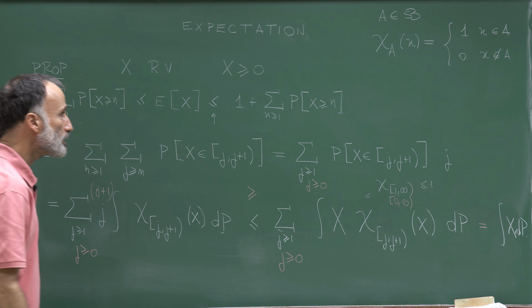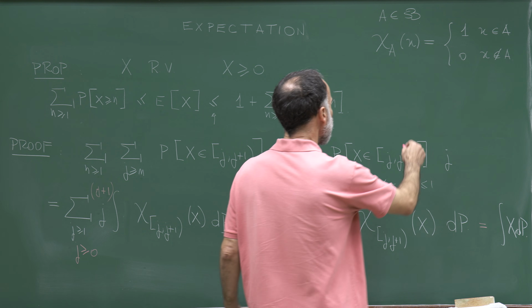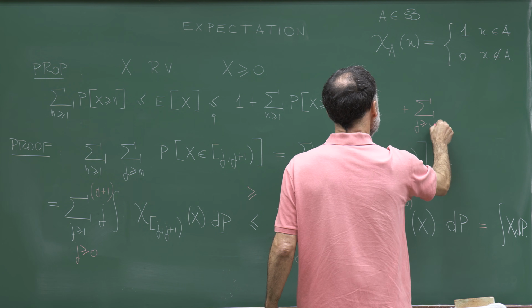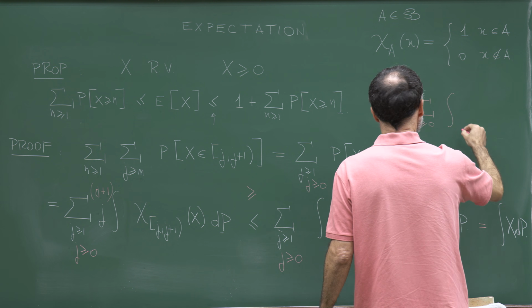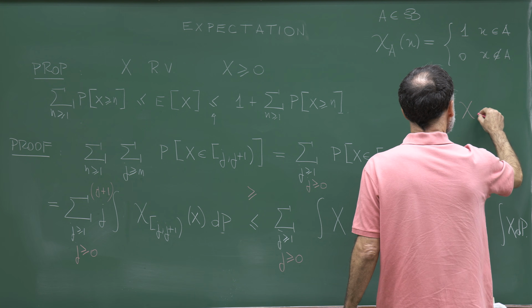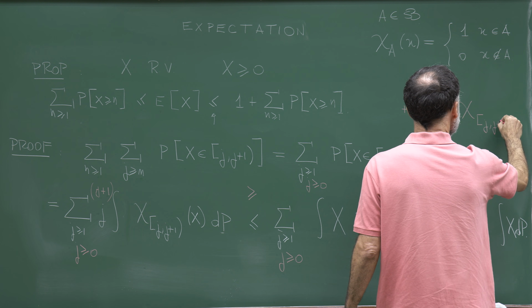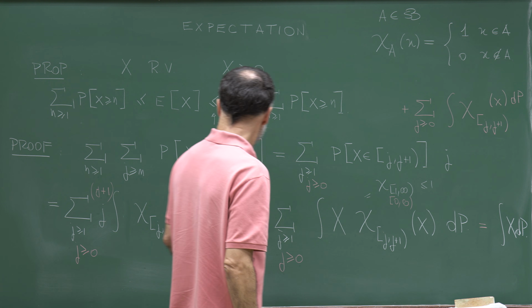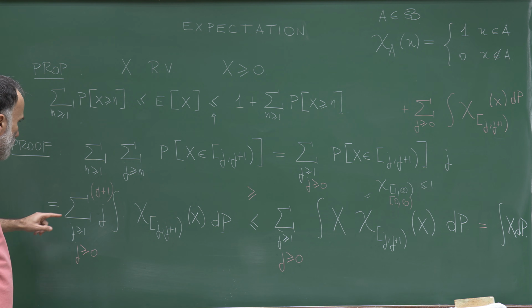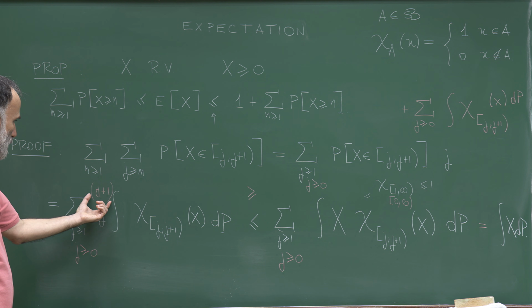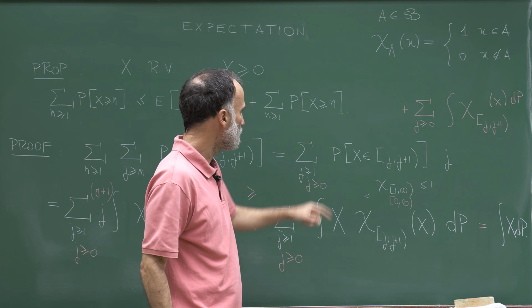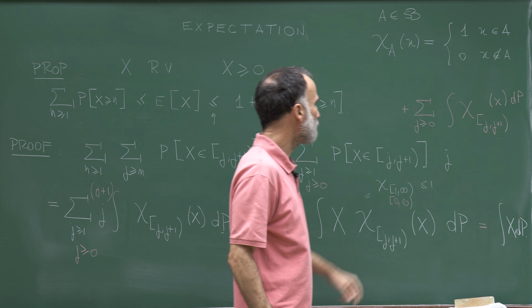It's exactly that one, and then I have an extra which comes from the 1, and the extra tells me that I have a sum for j larger or equal to 0 of the indicator of j plus 1 of x dp. So this is now an identity. I divide this expression in two, one which takes care of j, the other which takes care of 1. The one in j is this term, and the one with 1 is this one.